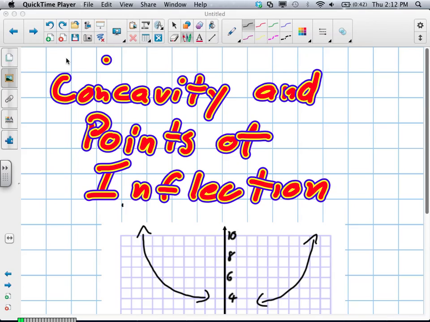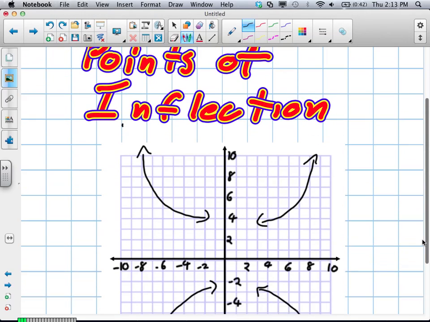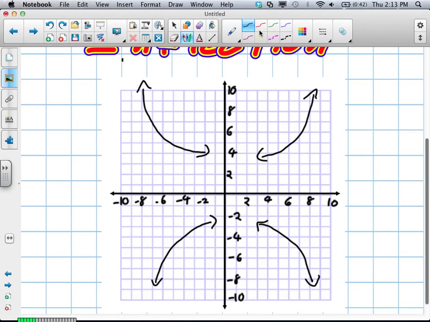We're going to do concavity and points of inflection. Okay? This is essentially the last thing we really need to know in terms of sketching graphs. When we talk about concavity, we're talking about concave up and concave down. These first two are examples of concave up, and our bottom two are examples of concave down.